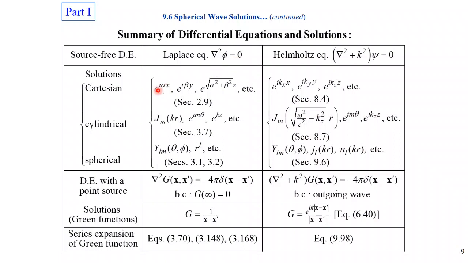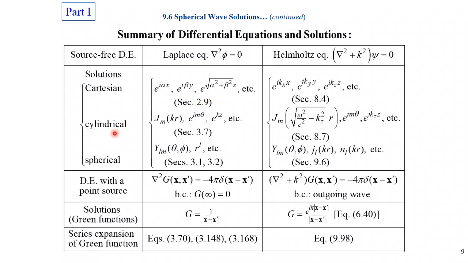Laplace equation, source-free: exponential i alpha x, exponential i beta y. That's for Cartesian. Putting it in gives us a minus alpha squared minus beta squared, so z will become the square root of alpha squared plus beta squared. Okay, we learned this one in section 2.9.